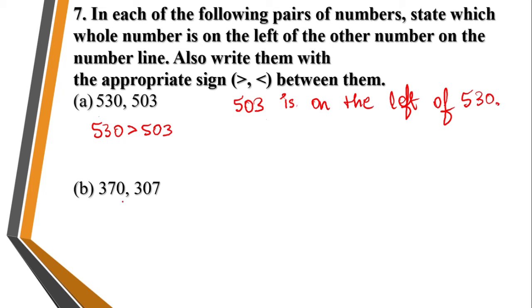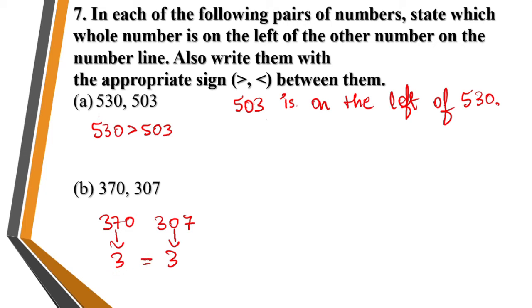Now the second question which we have is 370 and 307. Now, first we will compare 370 and 307 to put the signs, right? Now, here first we should check the digits. In the first number we have 1, 2, 3. So in the first number we have 3 digits. And in the second number we have 1, 2, 3. So in the second number also we have 3 digits.